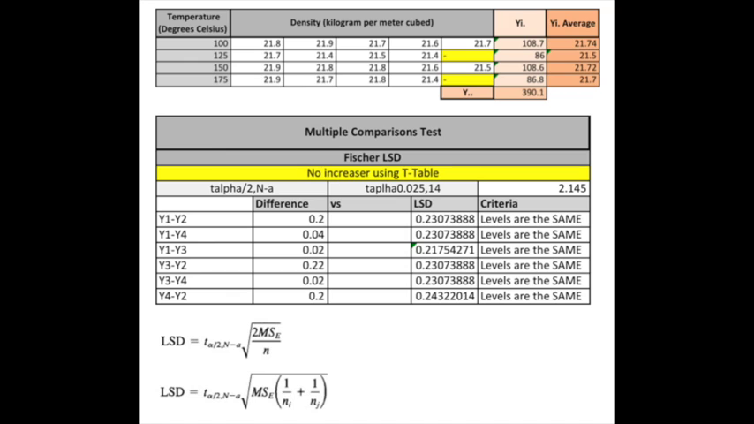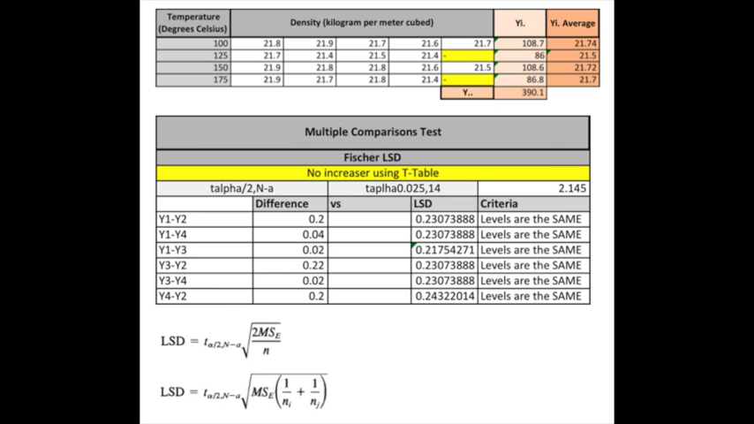We will now proceed to make the multiple comparisons test. We are asked to do the Fisher-LSD test. So the first thing we must do is add another column to the original data, which contains the yi dot average. We're going to need this for the Fisher-LSD test. And after this, we must notice that the Fisher-LSD has no increaser, and it uses the t-table. So it is an easy way to start the problem.